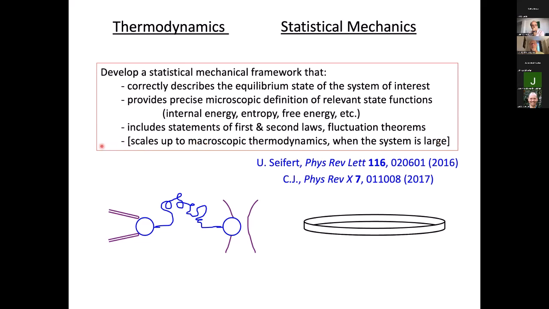I've put this condition in square brackets because logically, it's not really necessary. In other words, if we want to develop a framework and we're only ever going to use it to talk about microscopic systems, then maybe we're not going to be so interested in whether it scales up properly. On the other hand, if we want a framework that really interpolates from the nanoscale all the way up to the macroscopic scale, then this condition is going to be an important one.